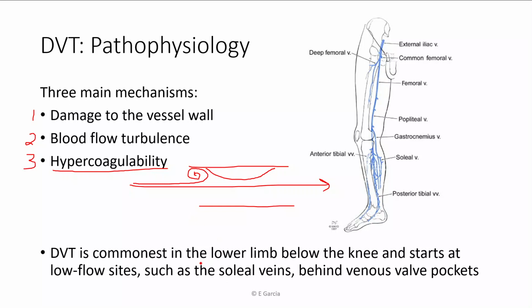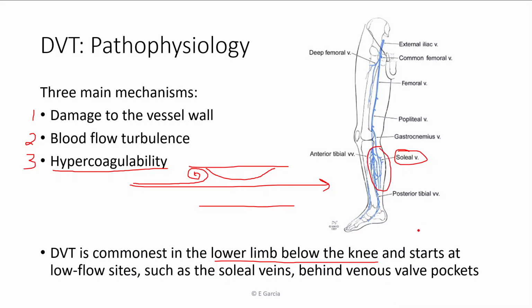Now, there isn't an anatomic preference. Due to anatomy, the soleal veins are the most likely site. So this is in the area behind the venous valve pockets of the calf. So this is the lower limb below the knee. This is the classic site right here.